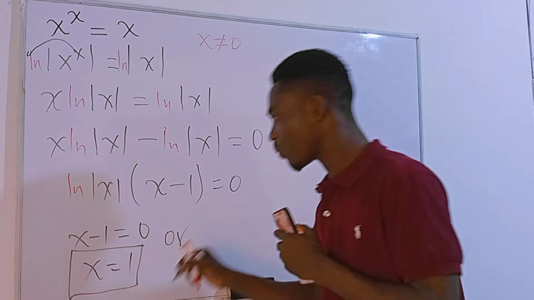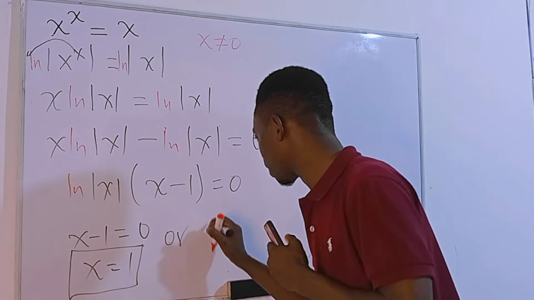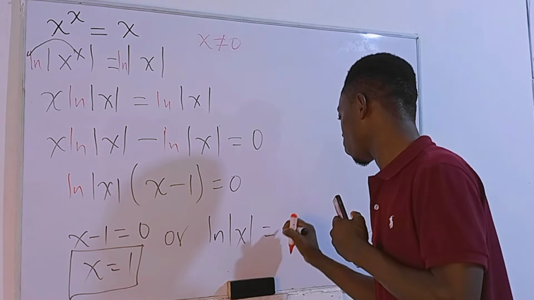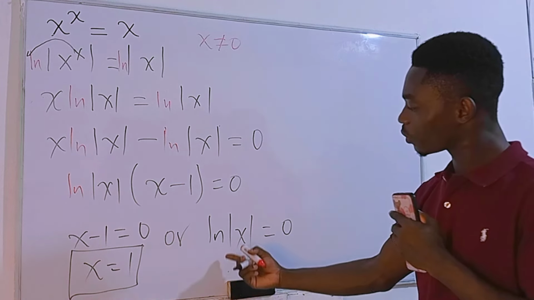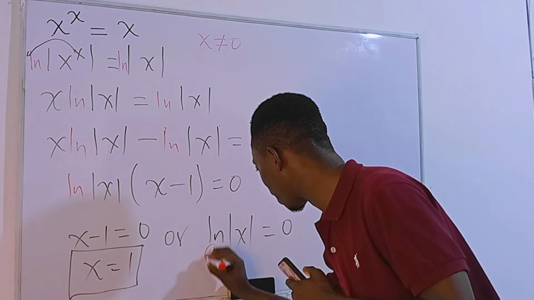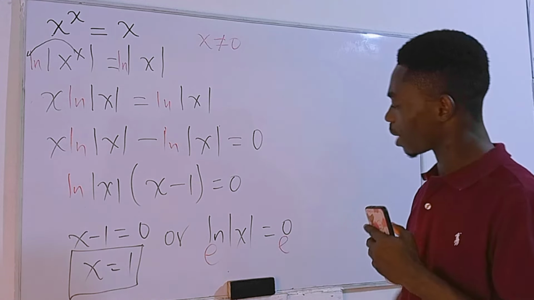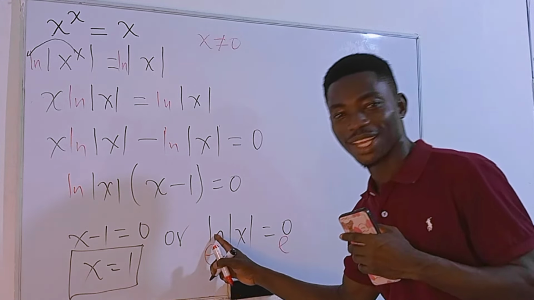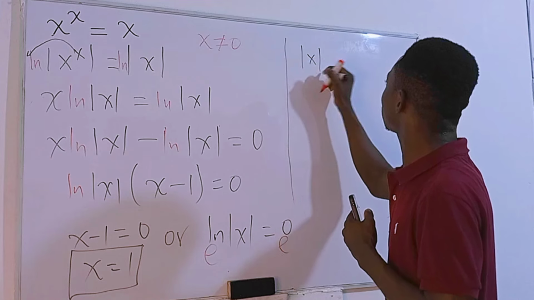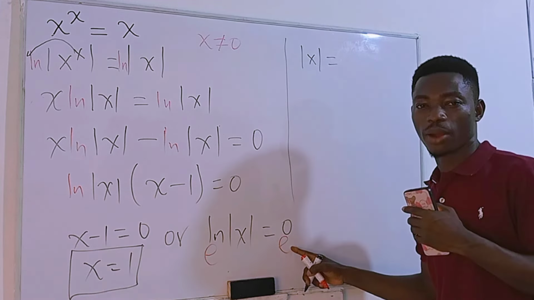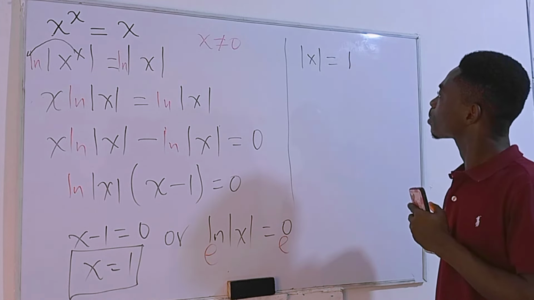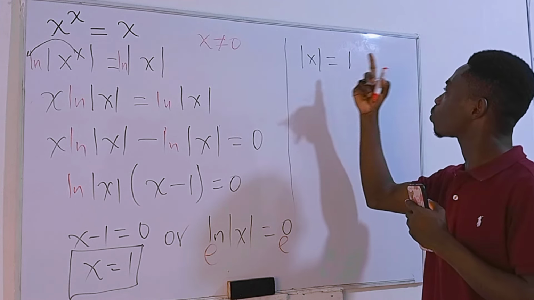Or we have this right here. That is ln of absolute of x is equal to 0. Now, how can we get rid of this ln right here? We can do that by introducing e on each side of the equation so that this e right here will undo this ln, so that on the left-hand side, we are going to have just absolute of x is equal to e to the power 0, which is just 1. And we are there. Now check this. We have absolute of x is equal to 1.